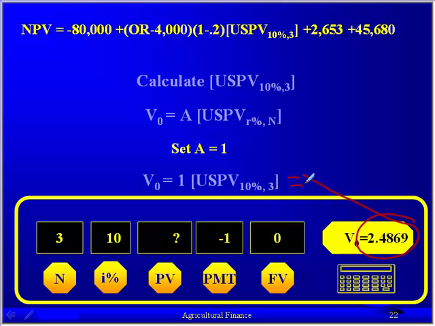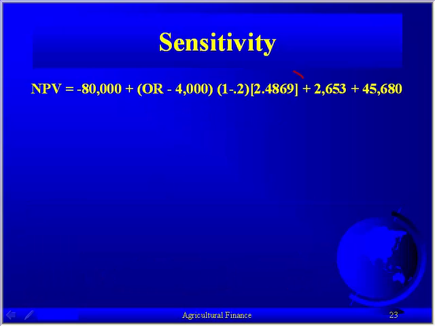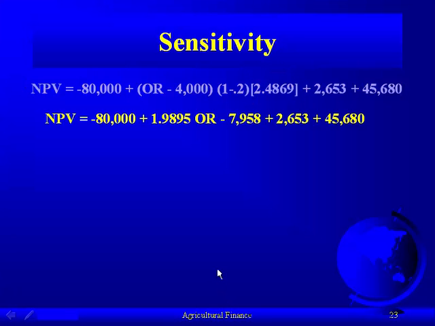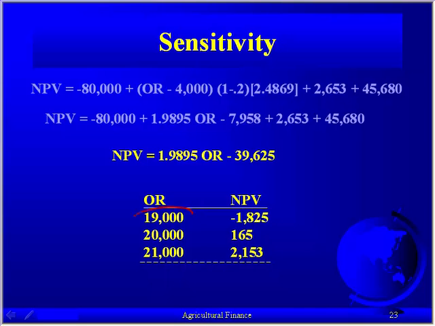So that's the value of your factor. We're going to take that 2.48 and replace it here for the USPV factor. Now we basically do the arithmetic, and we have the net present value neatly and compactly stated as a function of the operating receipts. Now you can go in, and if you assume 19,000 is your operating receipts, your net present value actually goes negative.